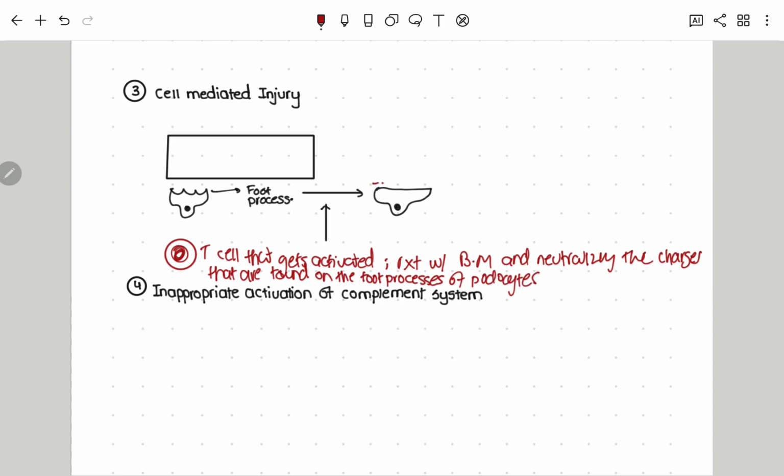And essentially what ends up happening is that you have a flattening of these foot processes, and this as a result will now decrease the ability of the glomerular apparatus to form that selective barrier that we say is present in the kidneys and filtering out all the wastes and all the things that are found within the blood. So it decreases ability to form our filtration barrier.